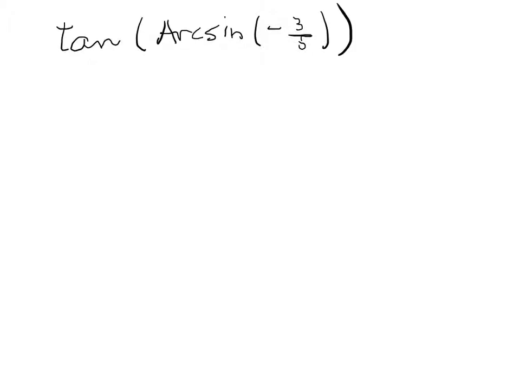So let's look at a different type of question. Let's bring in tan. Let's suppose we're talking about the tan of the arc sine of minus 3/5. Okay, so we know that this is an angle. And we know that that angle has to be between minus pi over 2 and pi over 2.